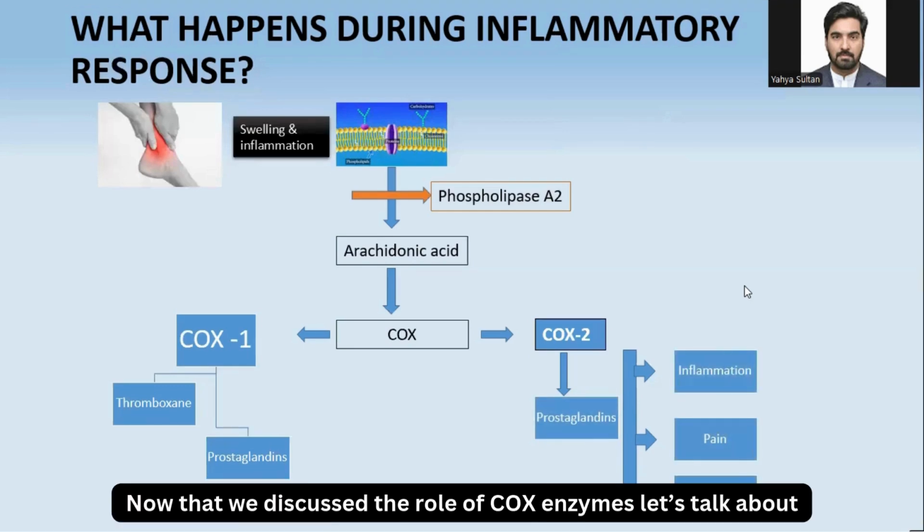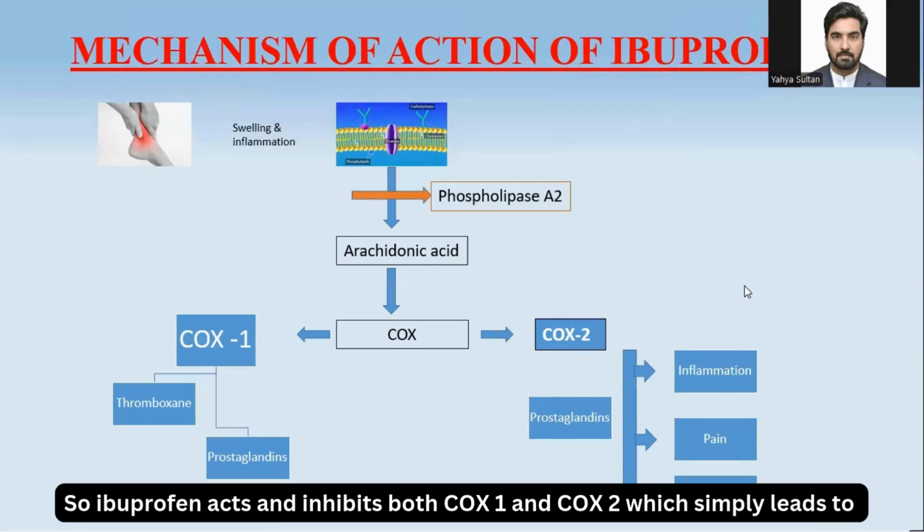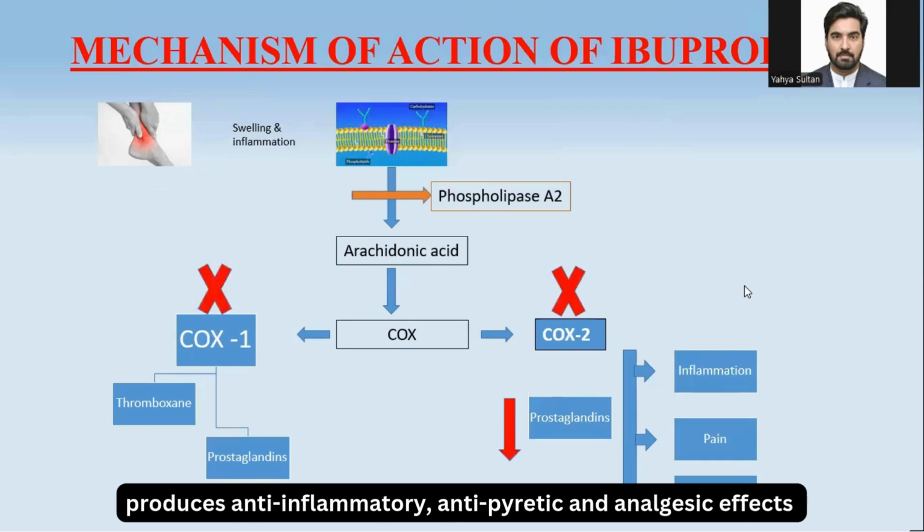Now that we have discussed the role of COX enzyme, let's talk about mechanism of action of ibuprofen. So ibuprofen acts and inhibits both COX-1 and COX-2, which simply leads to decreased production of prostaglandins, and as a result, ibuprofen produces anti-inflammatory, antipyretic, and analgesic effect.